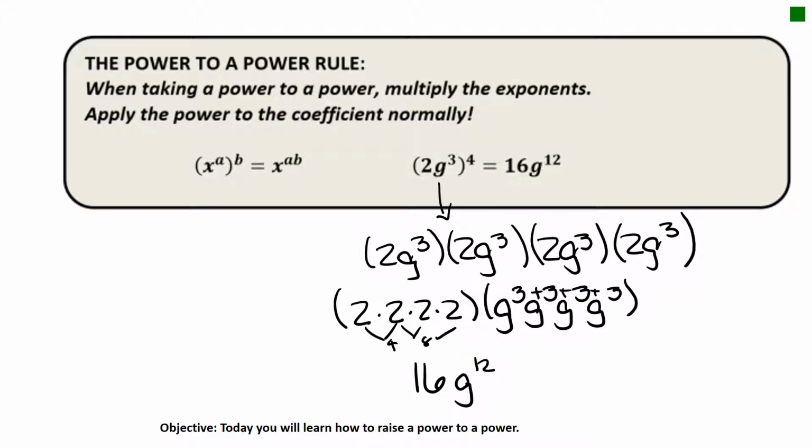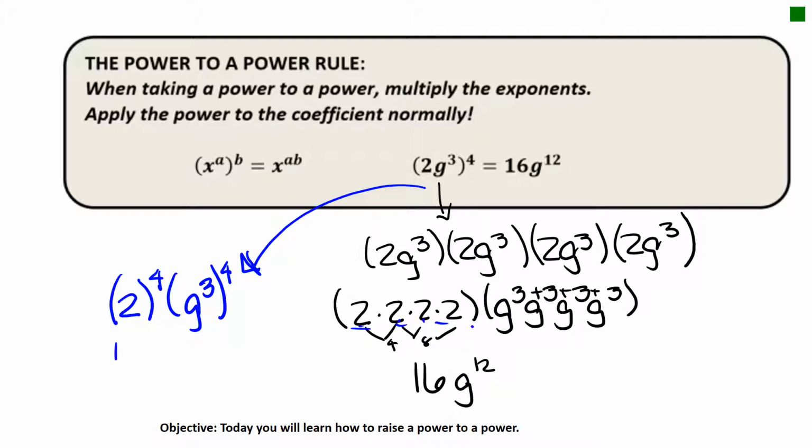Now you could do that, or if you remember from way back in elementary school, they told you repeated addition is called multiplication. So instead of writing it this way, we just take it over here and we give the 2 the 4 and we give G to the third the 4. 2 to the 4 is a number. It means 2 times 2 times 2 times 2, which is 16. And then here, when we have a power to a power, we multiply.